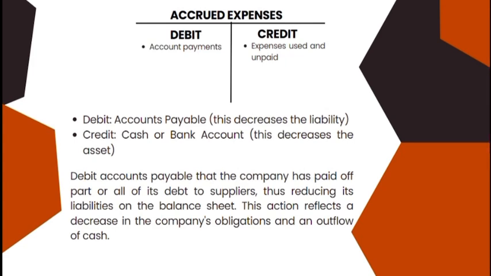Debit accounts payable shows that the company has paid off part or all of its debt to suppliers, thus reducing its liabilities on the balance sheet. This action reflects a decrease in a company's obligation and an outflow of cash.